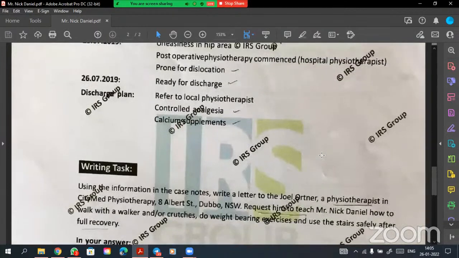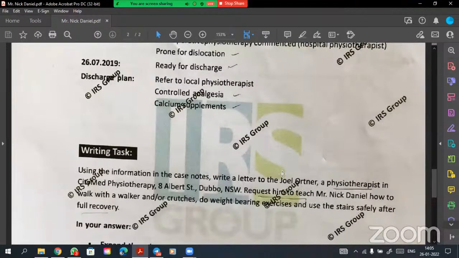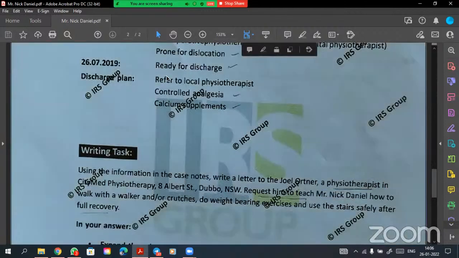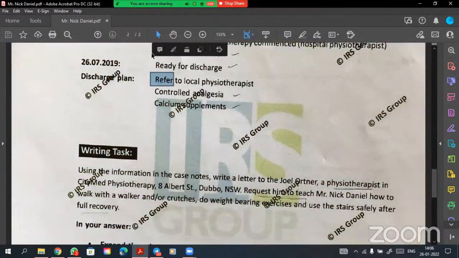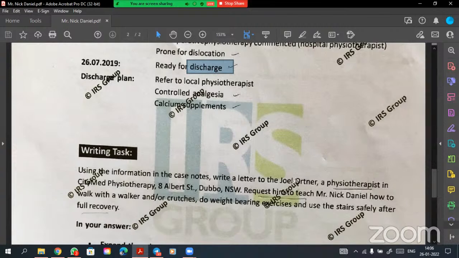Okay, so here is the letter. We are going to start. Write a letter, and he is ready for discharge. Refer to local physiotherapist. So the discharge plan is to refer to a local physiotherapist. So you are writing to a physiotherapist, a local physiotherapist. So it's a reference letter. It's after discharge, you are referring to a local physiotherapist. That is it. So this is a reference letter.